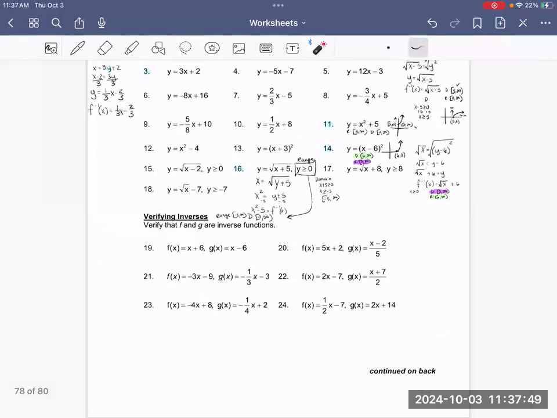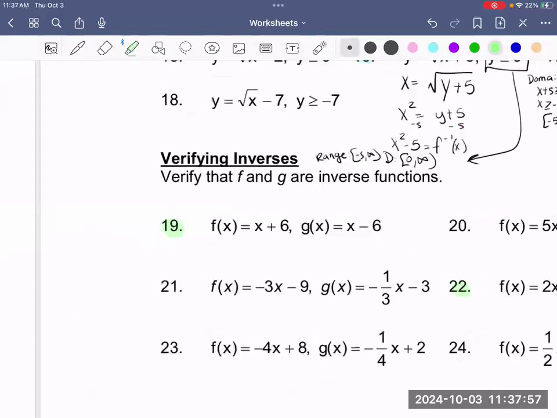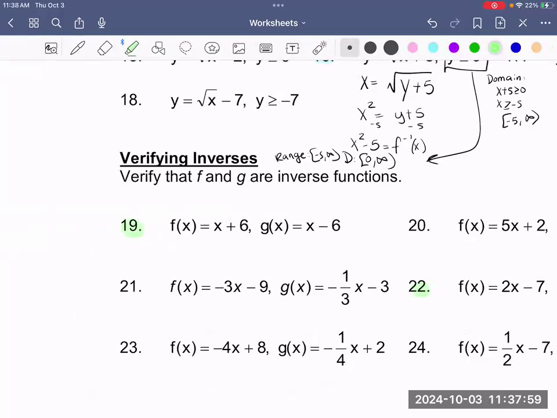So now let's take a look at verifying inverses. Verifying inverses, I'll only do a couple, probably 19 and probably 22. It just says we have to plug in one function into the other. So I'm going to go ahead and plug g of x into your f of x value.